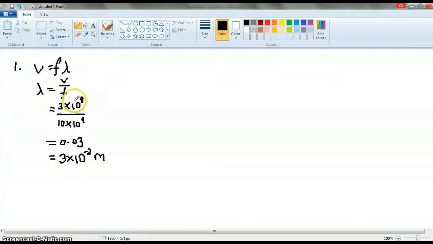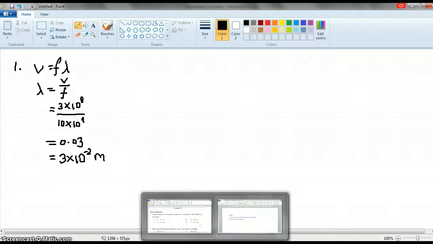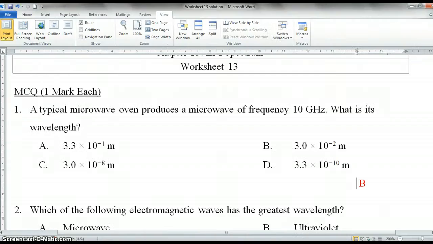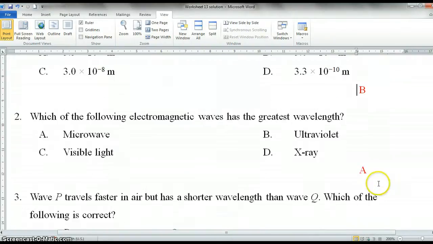Speed, or the velocity, we know it to be 3 times 10 to the power of 8, because microwaves travel at the speed of 3 times 10 to the power of 8 meters per second in vacuum. The frequency is 10 times 10 to the power of 9, because 10 gigahertz is 10 times 10 to the power of 9 hertz. And you get 0.03 on the calculator, and with some play on the indices, it's actually the same value as 3 times 10 to the power of negative 2, and hence the answer of B for the wavelength. Okay? This one is, I think, self-explanatory. I shall not go through. Answer is A.